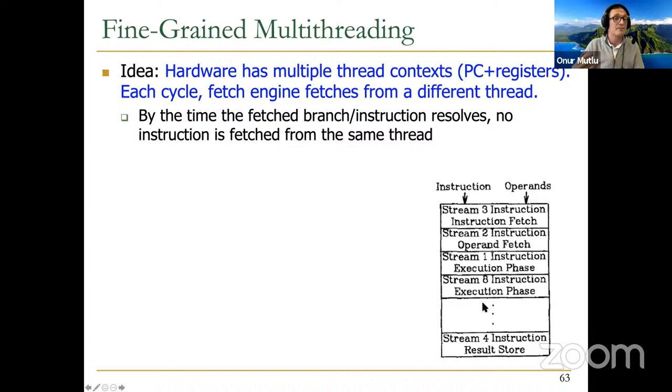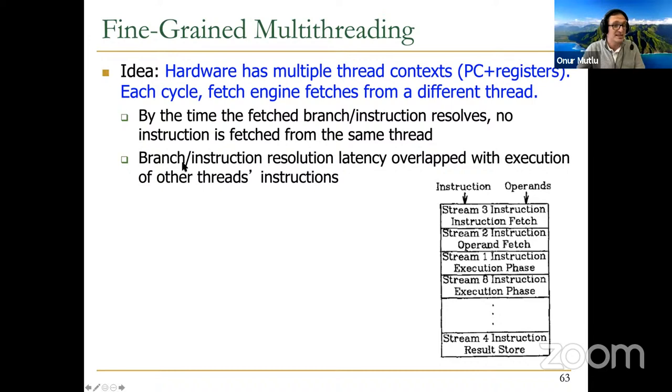By definition, there are no two instructions in the machine that are dependent on each other, assuming these threads don't have dependencies with each other, right? Basically, there are no register dependencies, there are no control dependencies. So essentially what happens is branch and instruction resolution latency is overlapped with execution of other threads' instructions, okay? So you're overlapping this latency.